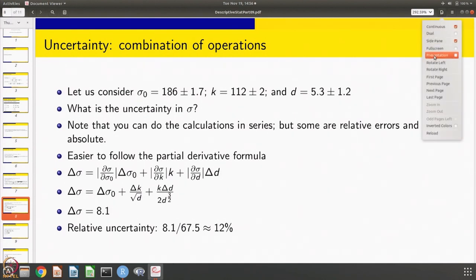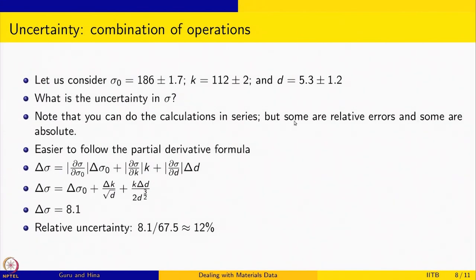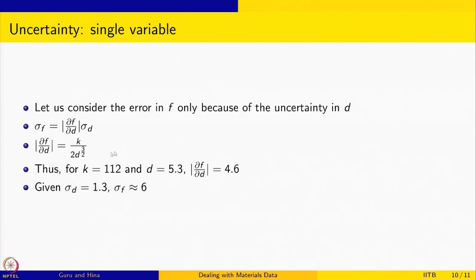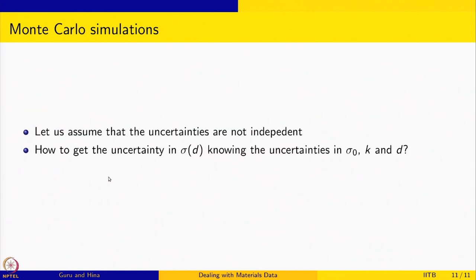So, what we are doing in this case is to use the formula and calculate the uncertainty. Of course, so we can now combine different things. You can assume one of the uncertainties to be 0 and you can find out what is the error that is coming. So, we know that it is 5.5 and this is about 11, about 0.8. So, that is 6.4, and so you can calculate, and if you assume that the only uncertainty is coming from del D, then you can calculate and so on and so forth.